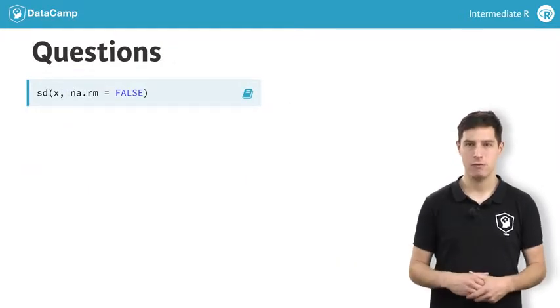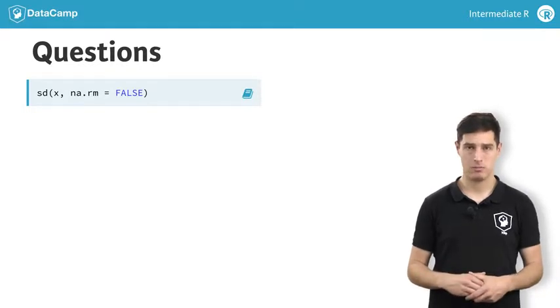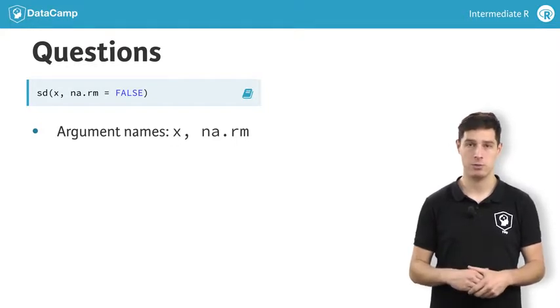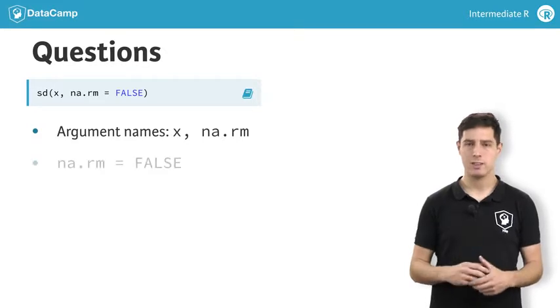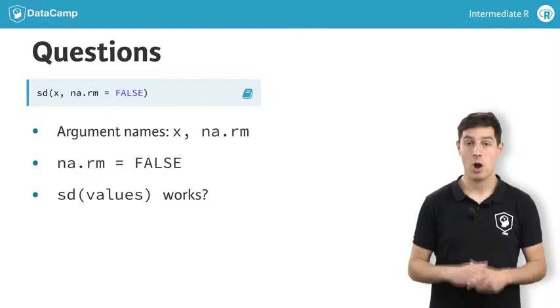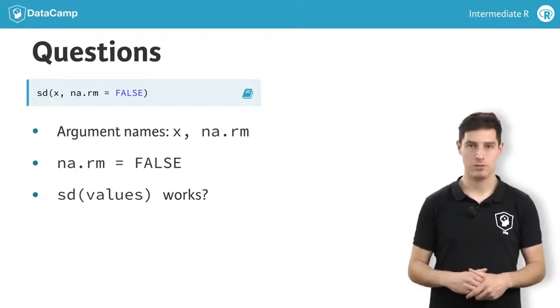Asking for help on the SD function only gave us more questions. First off, the first argument is called x, but we didn't specify it anywhere when calling SD on the values variable. How did R know what we meant? Second, what's up with this equals FALSE for the na.rm argument? And finally, how come SD(values) worked fine although SD seems to need 2 arguments? Do not despair, all of these questions will be solved in a moment.